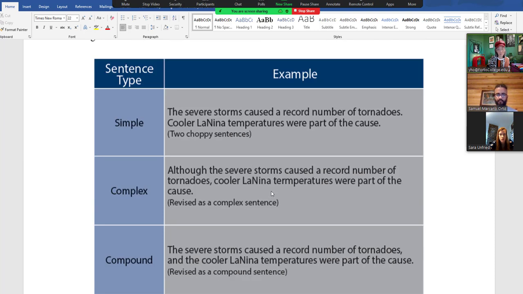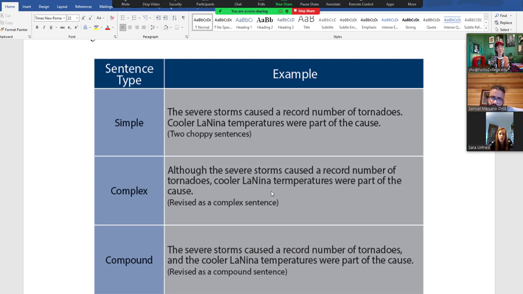So here are some examples: you have a simple sentence, complex sentence, compound sentence. So tell me, Sarah, why is the first one a simple sentence? They're not connected at all. It just has the subject, the storms, and then the verb, let's see, caused, and then an object. Or wait, no, subject, verb. Yeah, got it right, yes. Subject is severe storms, caused is the verb, a record number of tornadoes, subject, verb, object.